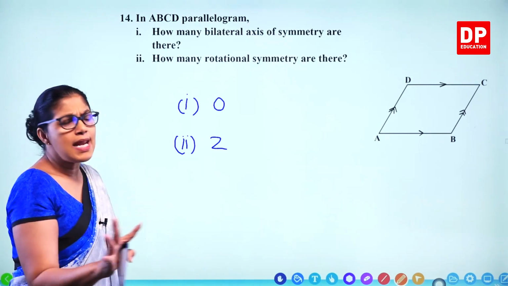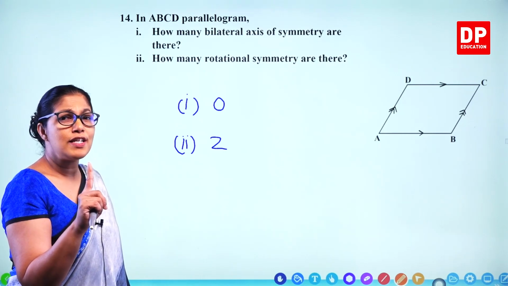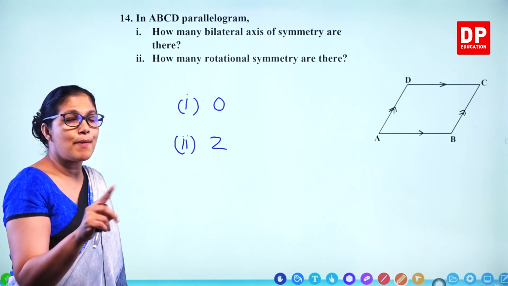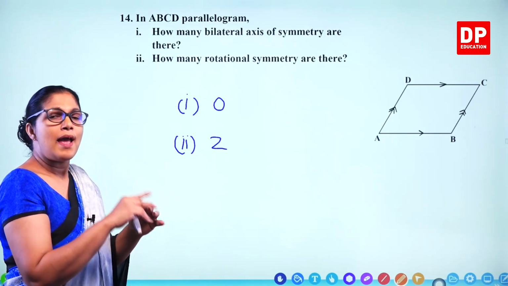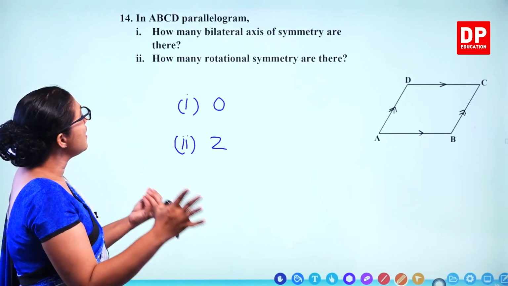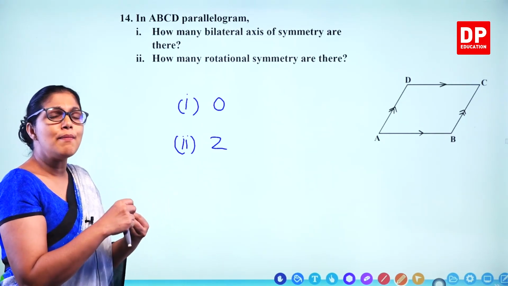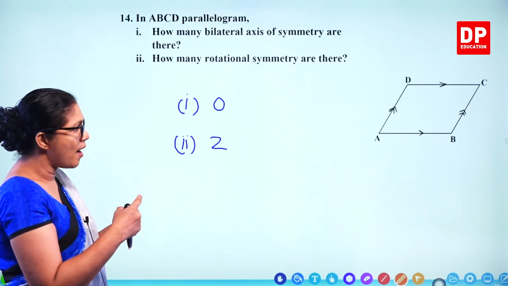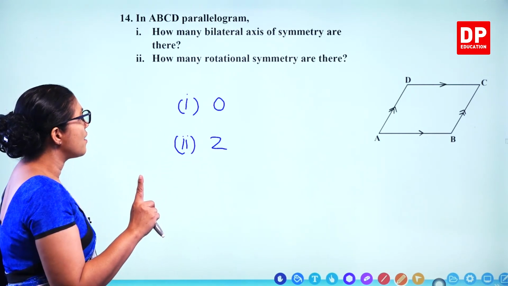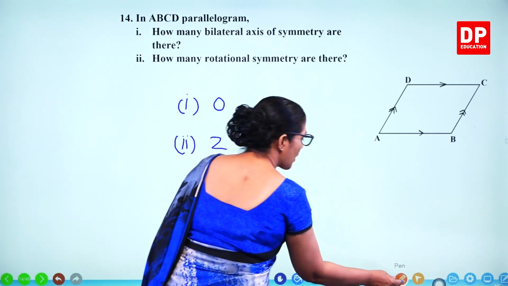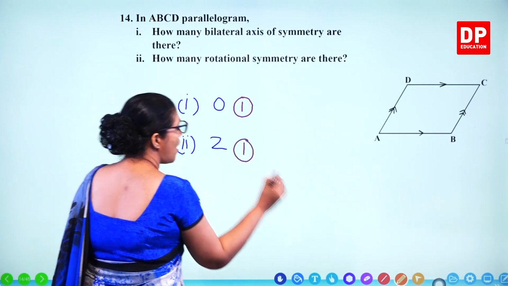For any figure, rotational symmetry is always at least 1. 1 is the minimum number because when you rotate 360, you get the same shape. If the sides are equal and the other shapes, then you get more than that. So the minimum number of rotational symmetry is 1. But in this case, at 180 also, you are getting another 1. So 2. 1 mark and 1 mark here.